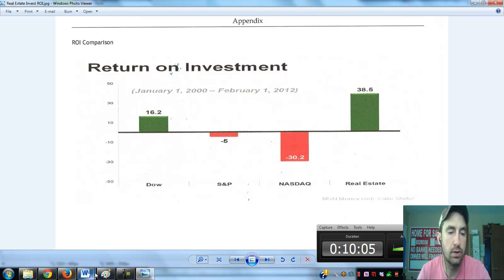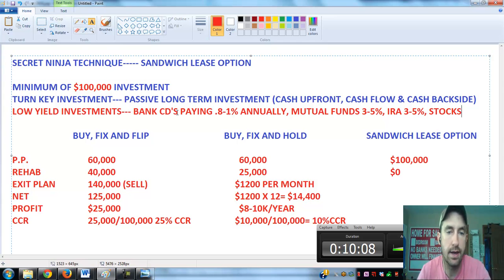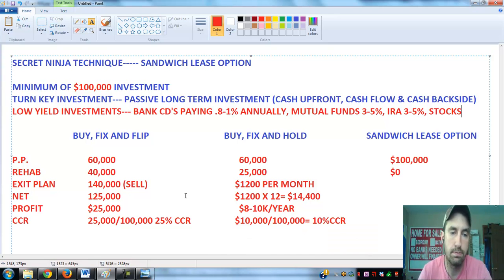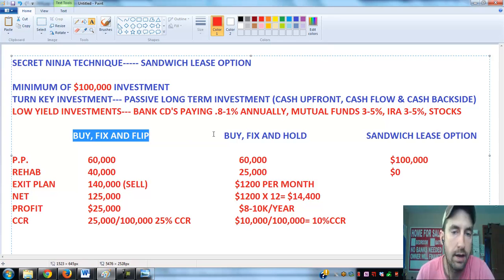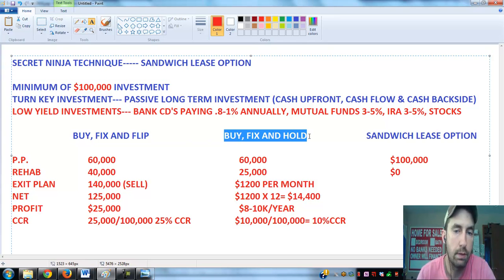There are other things that you can invest in, and I understand that. There's bank CDs, mutual funds, S&P, Dow, all the different avenues. But today we're just talking about real estate. And the one I'm going to be talking about in particular compares the traditional fix and flip with buy, fix and hold. This is how people invested in real estate 30 years ago.